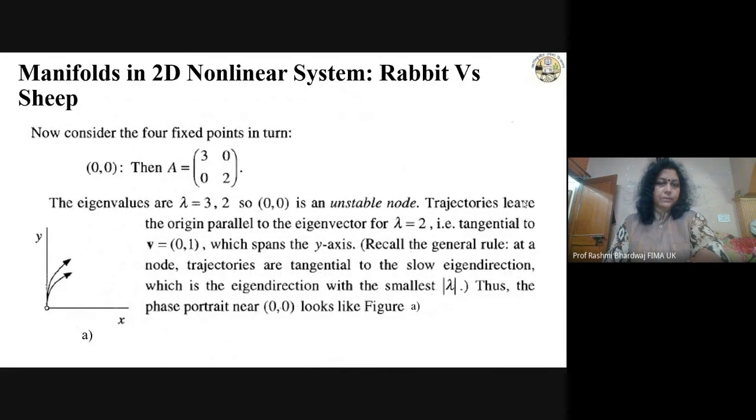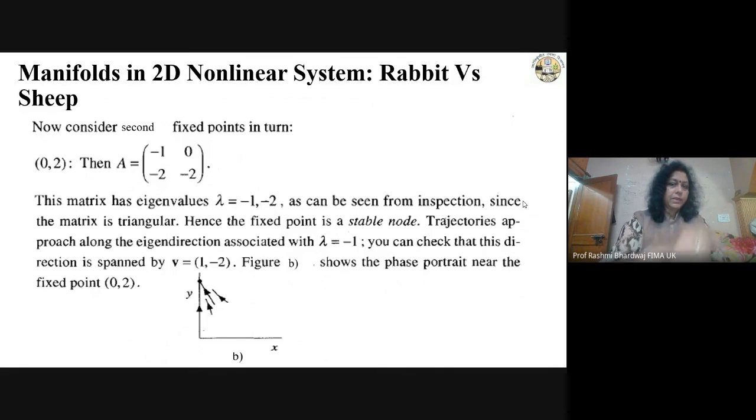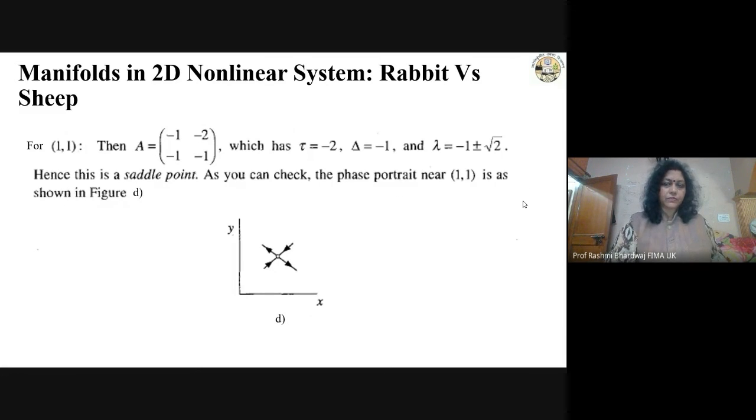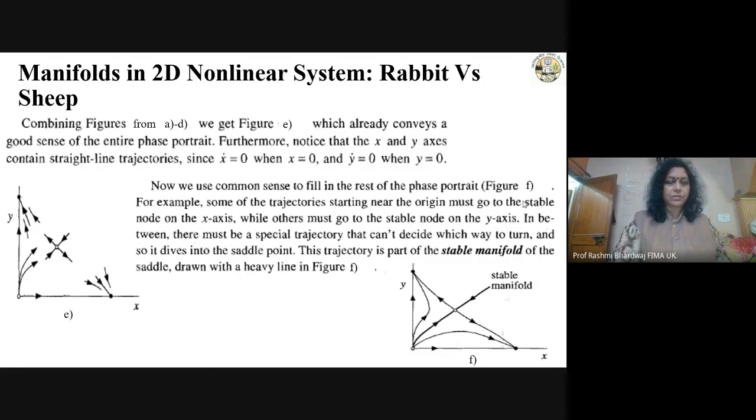These are the eigenvalues. If lambda is 3, 2, then this 0, 0 is an unstable manifold because the trajectories are moving away from that. But if lambda is minus 1 and 2, in this case we get a stable node. For minus 3, minus 1, it is coming closer along this one, so again it is a stable node. For this one, it is minus 1 plus minus root 2, because minus 1 is a negative value. So you get a saddle point, because some trajectories are coming closer, but some are moving away from that. These are all the types of examples which we already discussed.